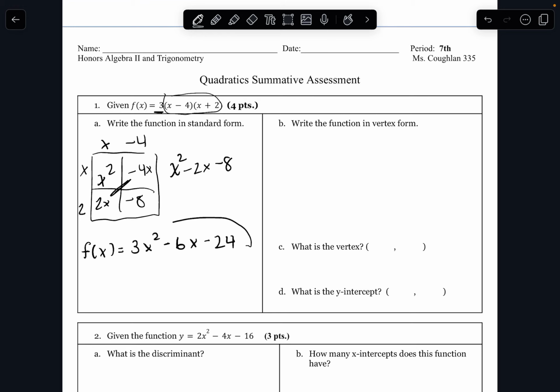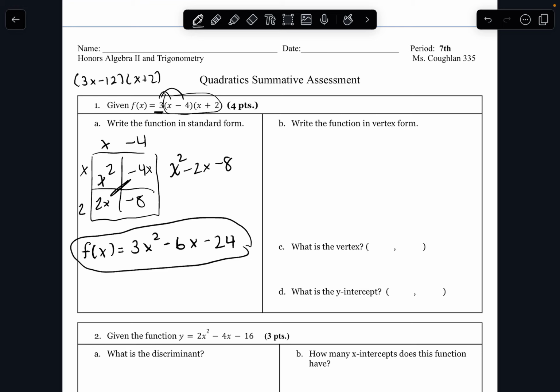Another way that you could have solved this problem is if you had done the distributive property on the first binomial. So if you had multiplied 3x minus 12 times x plus 2 using the area model, you would have also gotten the same solution.